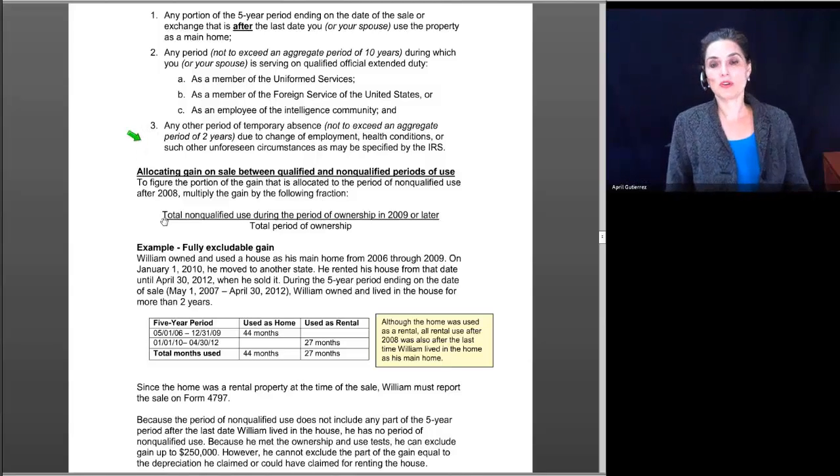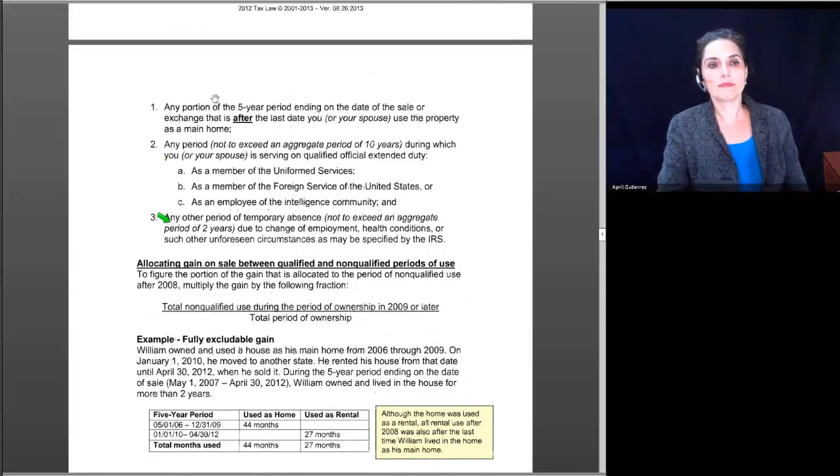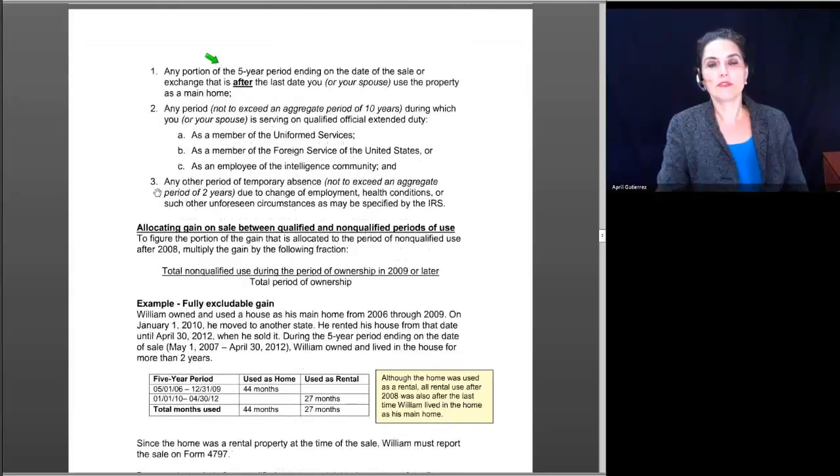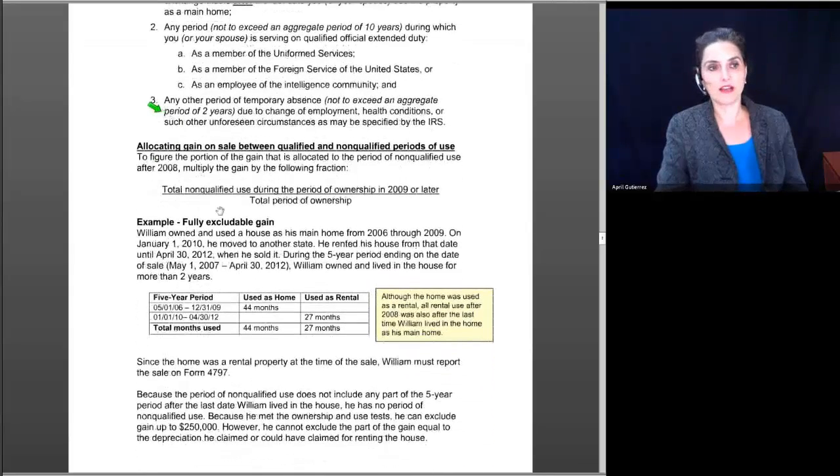So item number 3 is kind of a little bit up in the air. You might have a situation where a person accepted a job somewhere else, and so they rent their home, and then the other job ends and they come back. Is that going to be a qualified reason for a temporary absence? You're going to have to look at all the facts and circumstances to see if it would qualify as a period of qualified use, even though it is before a period that they last lived in the house.